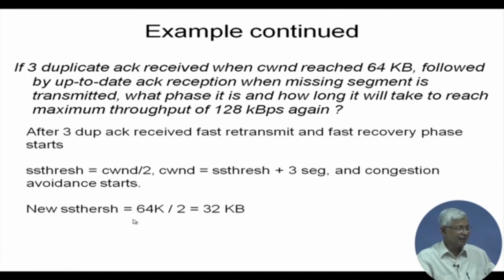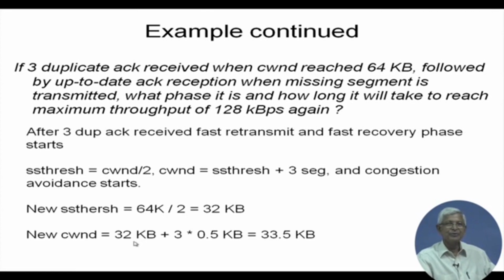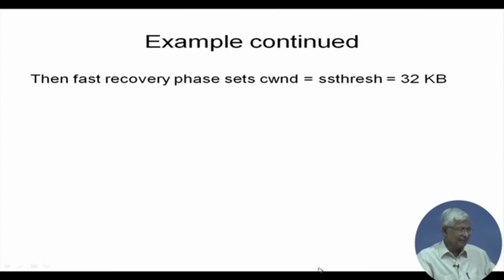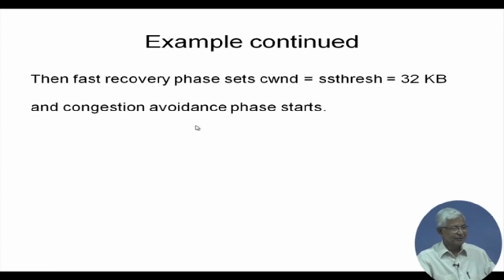So, the new SS threshold value is 64 kilobyte by 2, that is 32 kilobyte, and the new CWND value is 32 kilobyte plus 3 times 0.5 kilobyte, that is 33.5 kilobytes. And the duration to get the up to date ACK is 0.5 second. Then the fast recovery phase sets CWND equal to SS threshold, 32 kilobyte, and the congestion avoidance phase starts.